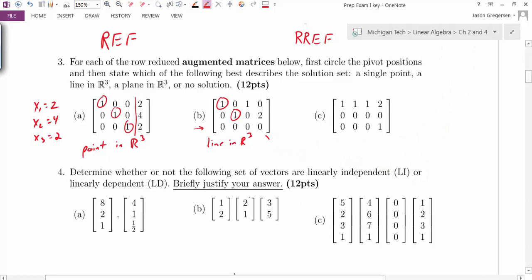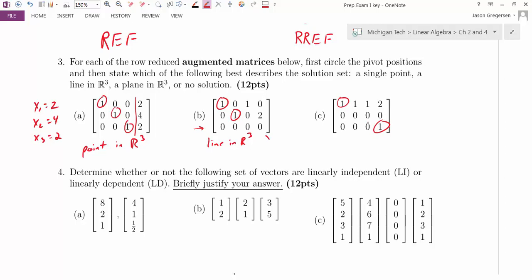And maybe yet a third way we can see it's a line in R3 is that our solution will have one free variable. So we're looking for a linear function with one independent variable in R3, and that would be a line. Now for C, we can look at our pivot position here, and it looks like we have two free variables, so we might be tempted to say that our solution should look like a plane, because a linear function of two independent variables would be a plane in R3.